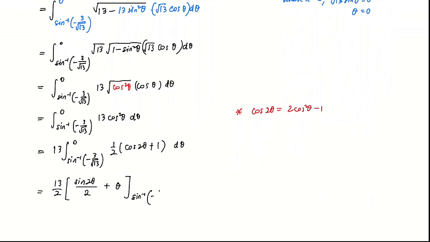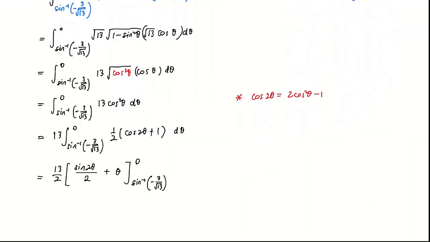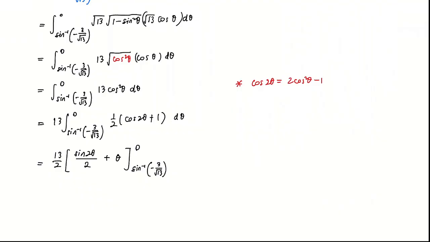We keep the limits for this one. Now the next thing is, for this question, do we need to change back to x? The answer is no need, we just evaluate straight away. So let's take a look at how we handle this bit. First, when we sub in 0, sine of 0 is 0, and sub in the theta, this one over here is going to be 0 as well. So this one over here would be 0.